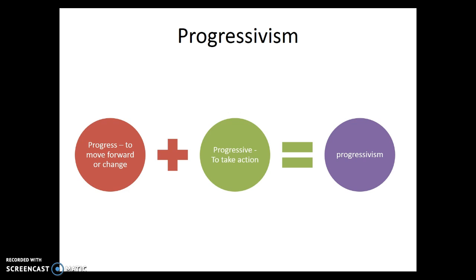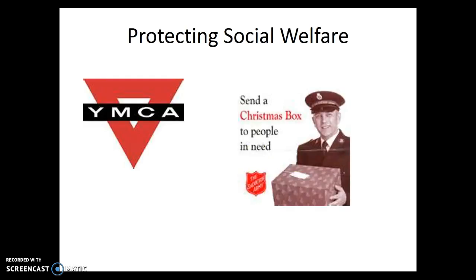There are four main goals of the progressive movement, and we're going to look at them individually and talk about them in a little more detail at this time. The first main goal was protecting social welfare. Progressive reformers wanted to work to soften some of the harsh effects or conditions caused by industrialization and urbanization. So specifically, we're talking about the ill effects within the cities and social effects.